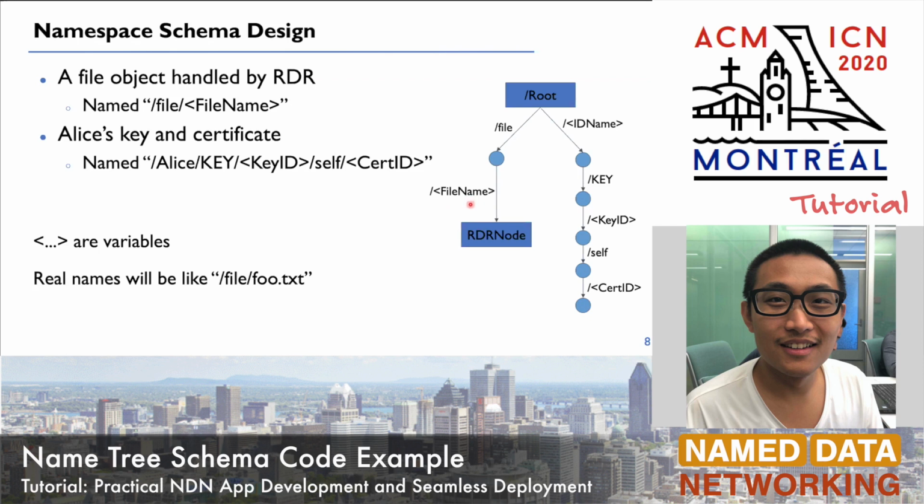If so, then the real name will be /file/foo.txt. And since it's handled by RDR, we use an RDR node here. We just put it as a leaf node, and that's all. We use it as a black box.